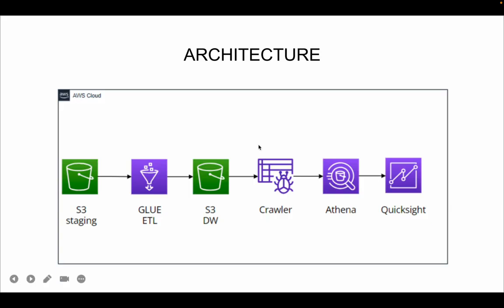So this is the architecture that we need to implement. In this video, we'll be implementing this part of our architecture. We have data in the staging layer. The data has come from different transactional DBs. As of now, we have just uploaded data into the staging layer, but in real time, the data will be coming from different places into the staging layer. After that, we'll be making use of Glue ETL that will help us to transform and transfer the data from the staging layer to the data warehouse.